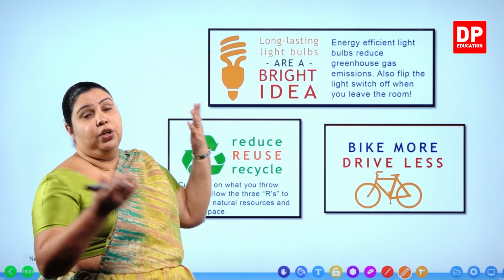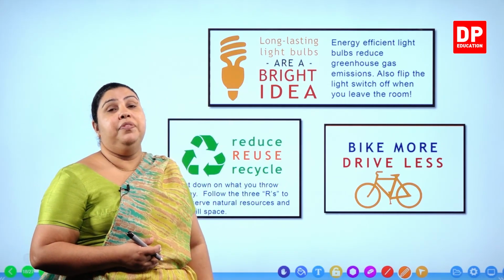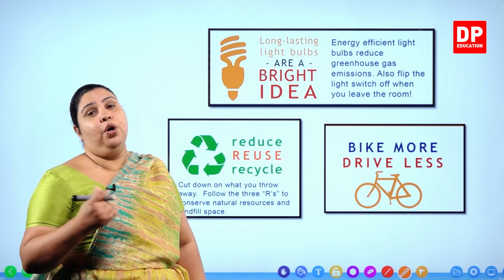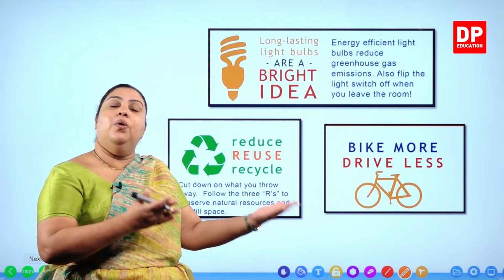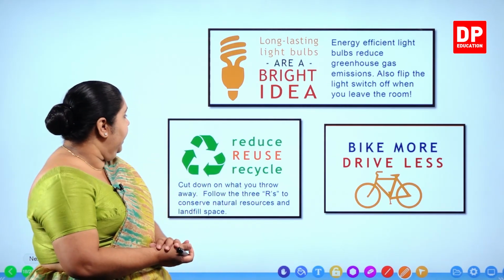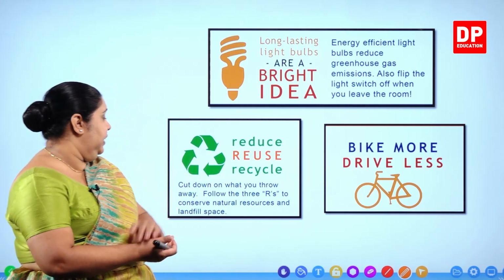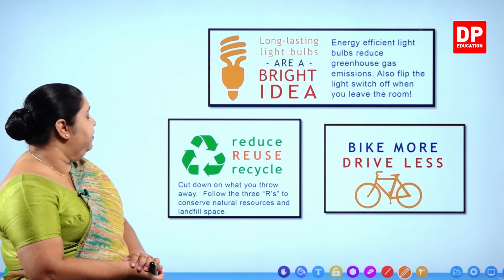So without using the normal bulbs we can go for a bulb which gives you more lifetime and will also think of your environment. It can be a little costly but you can always go for the best one. Then reduce, reuse and recycle. What is this? Cut down on what you throw away. Follow the 3 R's to conserve natural resources and landfill space.